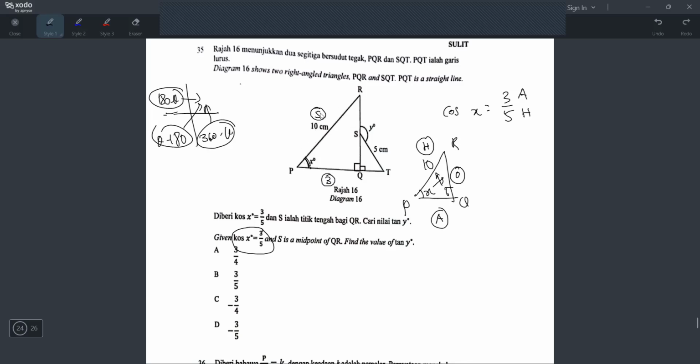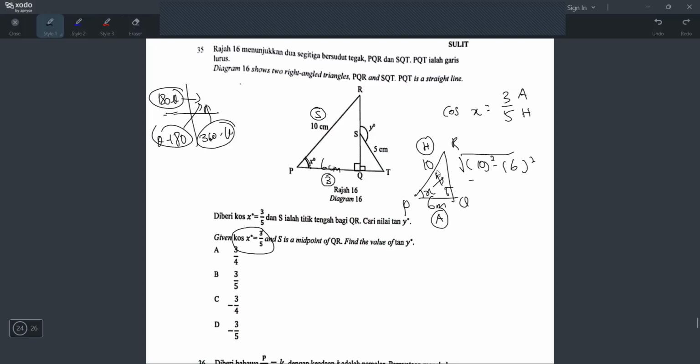So 5, how to become 10? Times 2, right? So 3 also times 2, so it is 6 cm. So if I have here 10 cm, here 6 cm, can I find the QR? The answer is yes. How to find? You can use Pythagoras theorem. Square root, bracket square, 10 square, and then 6 square.